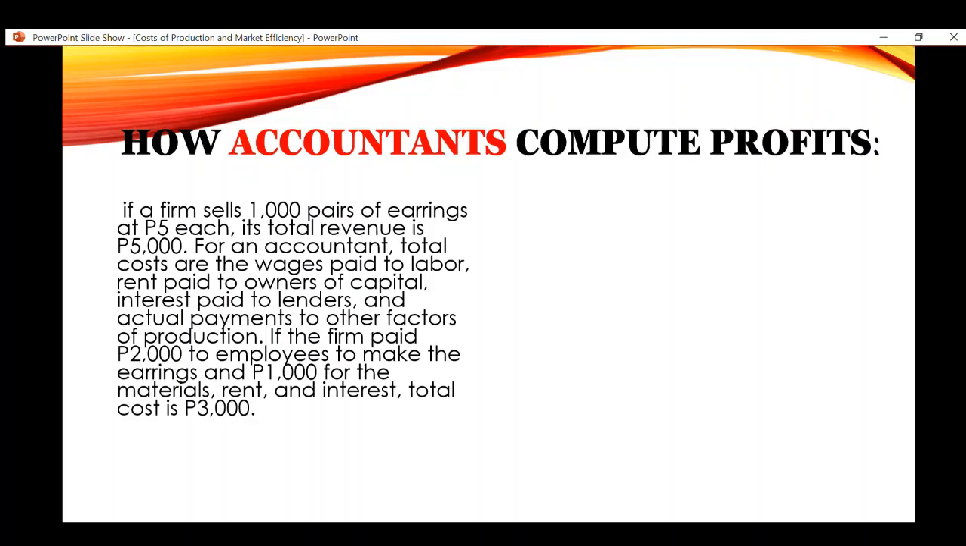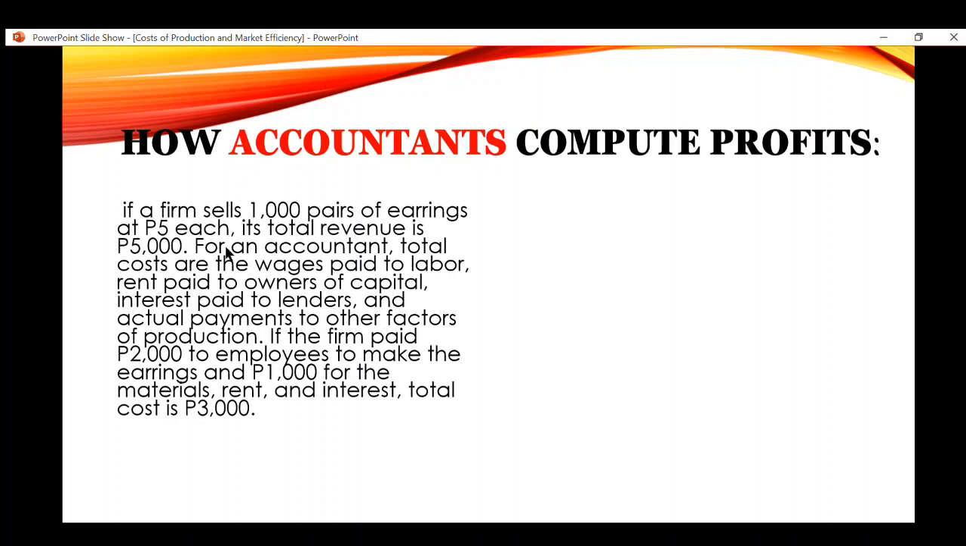So how do accountants compute profits? We have here a problem to illustrate the accountant's way to compute the profits. If a firm sells 1,000 pairs of earrings at 5 pesos each, its total revenue is 5,000 pesos. So 1,000 times 5 pesos.